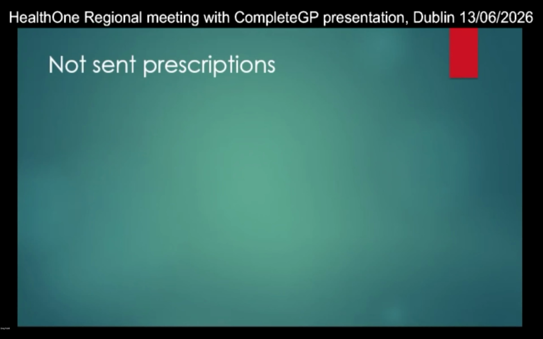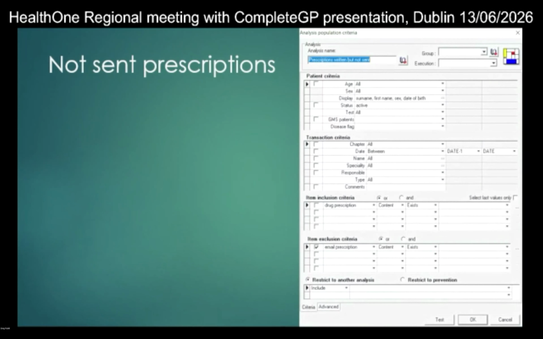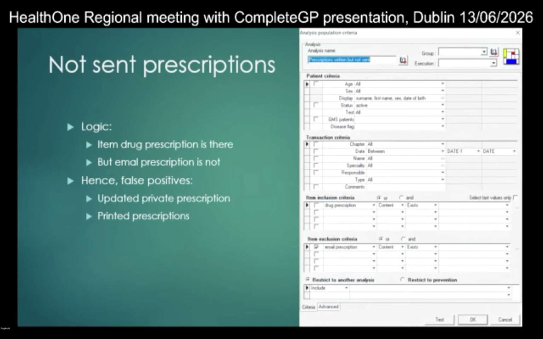The non-send prescription again shows you the strength of having quite granular data and items that you can go through and analyze. That was a question from one of the people in the user group: how can we identify prescriptions that were requested from the doctors but were not sent? You can do analysis that will find it. So what's the logic behind it? That the drug prescription item exists, but the email prescription does not, right?